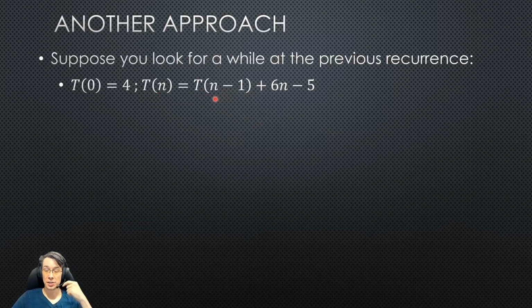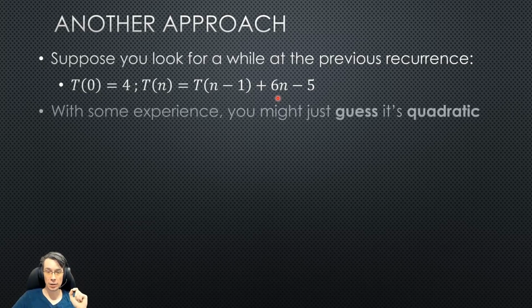So this recursion is I'm only making one recursive call, and it's going to continue until t of n becomes t of 0. So I'm going to make n recursive calls, and each of those n recursive calls is going to contribute 6n minus 5. So that's going to be roughly n times n, right? Roughly n squared. So let's say I ansatz guess that this is going to be a quadratic equation.